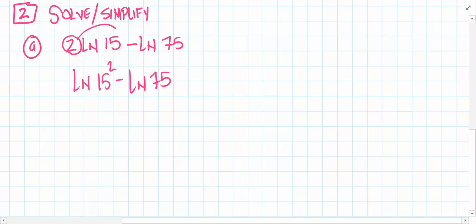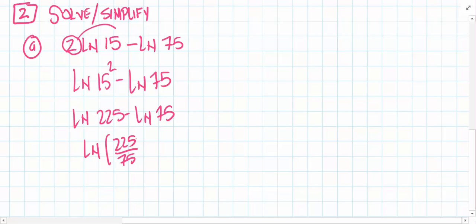All right, so far so good. Well, 15 squared is 225, minus the natural log of 75. Well, now I have a subtraction sign between these two natural logarithms, so I can say that's the natural log of 225 over 75, which is just the natural log of 3, which is approximately 1.25. You guys get that? Yeah, I got 1.09. All right, 1.09. Okay, we'll take that.